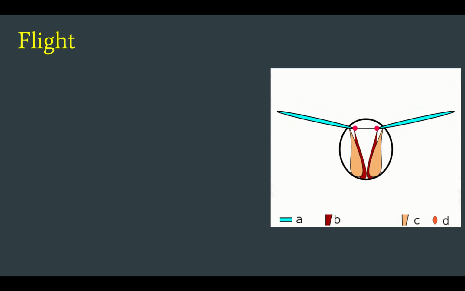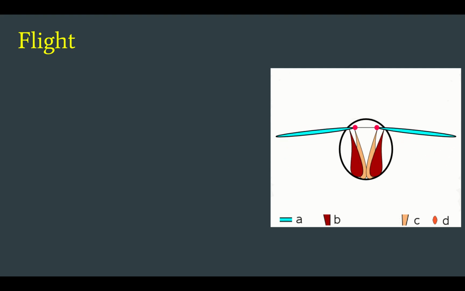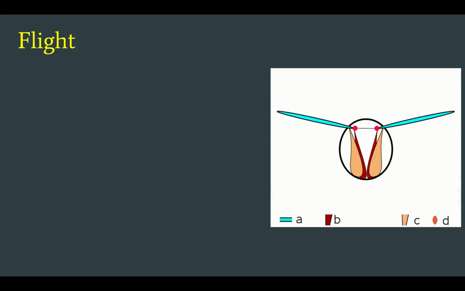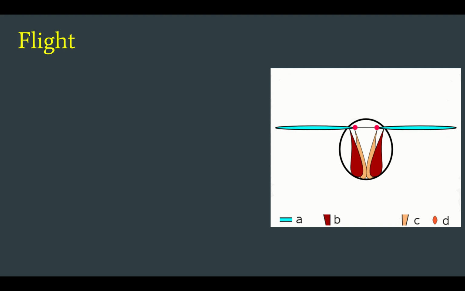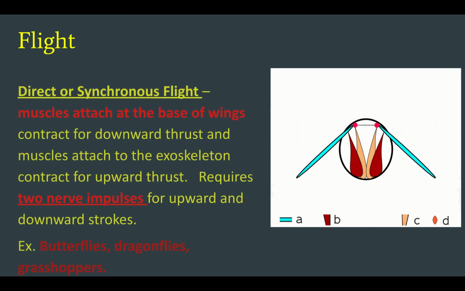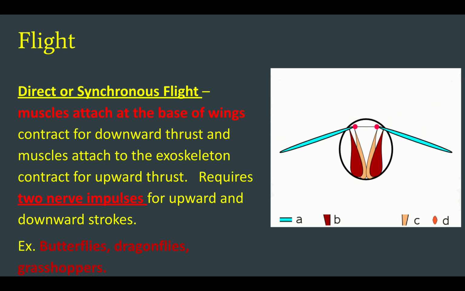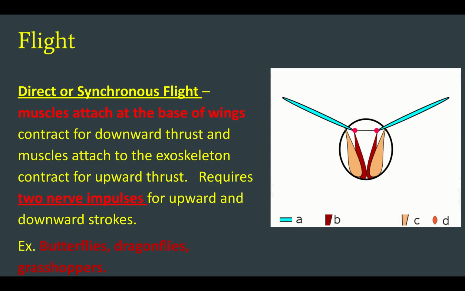The brown and tan are representing the muscles. And so my first question would be, where are those muscles attaching? Are they attaching at the exoskeleton, the thorax, or do you see them attaching at the wing, to help the wings move? So this type of flight is called, here's what I need you to get down, direct or synchronous flight. And really, I just care about direct.